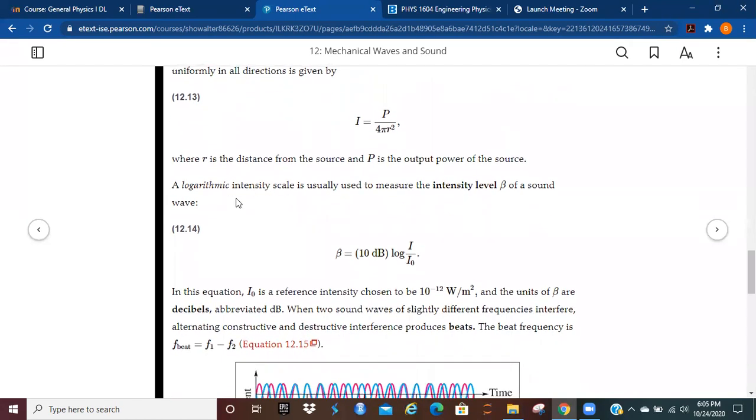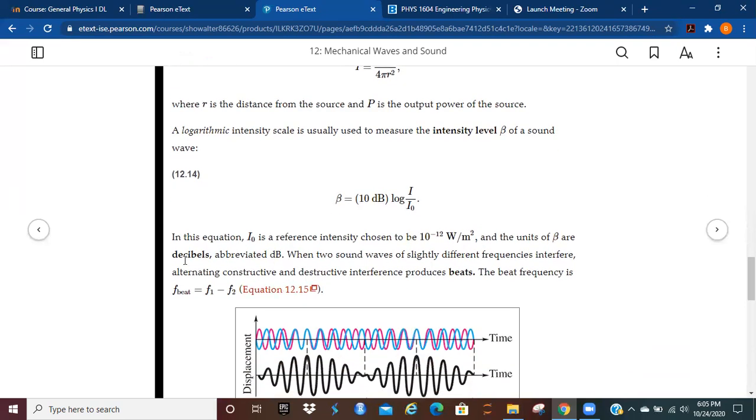A logarithmic intensity scale is usually used to measure the intensity level, beta, of a sound wave. So beta is equal to 10 decibels times the log of the intensity divided by some reference intensity, chosen to be 10 to the minus 12th watts per meter squared. And this is going to be your unit for intensity level, decibels.